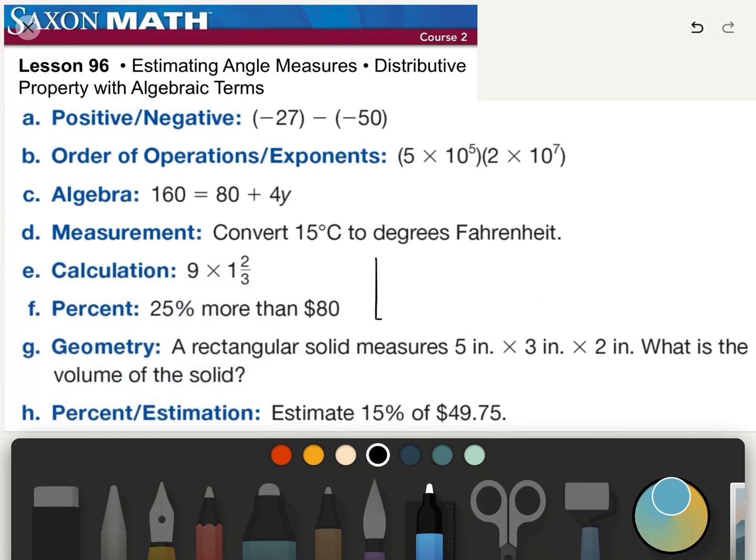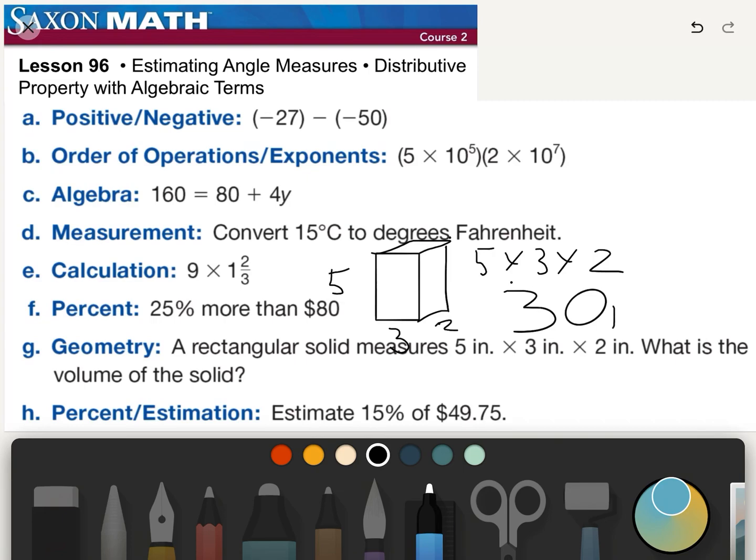Geometry. A regular solid measures 5 inches by 3 inches by 2 inches depth. So that's essentially 5 times 3 times 2. That's 15 times 2 is 30 cubic inches.